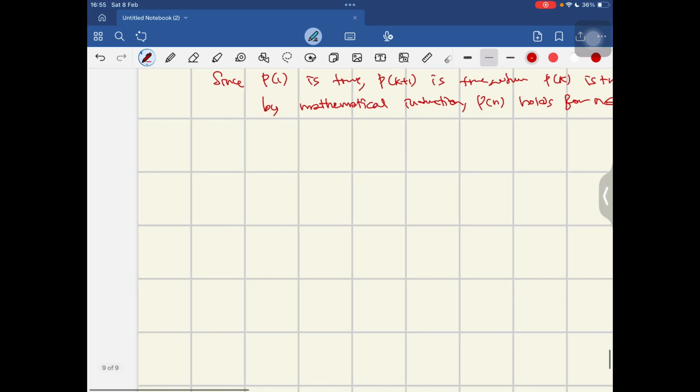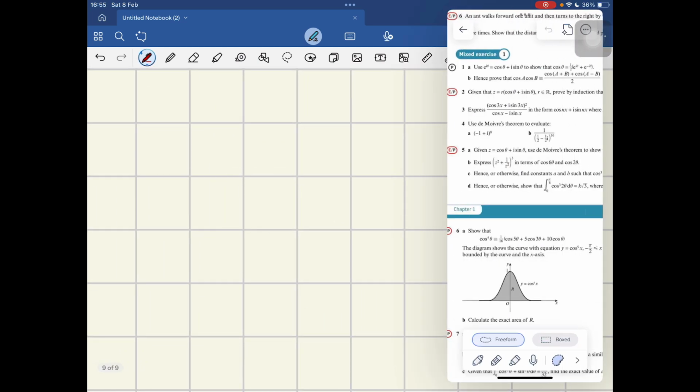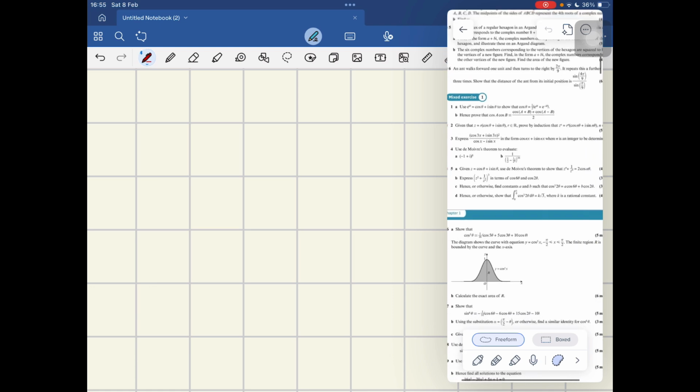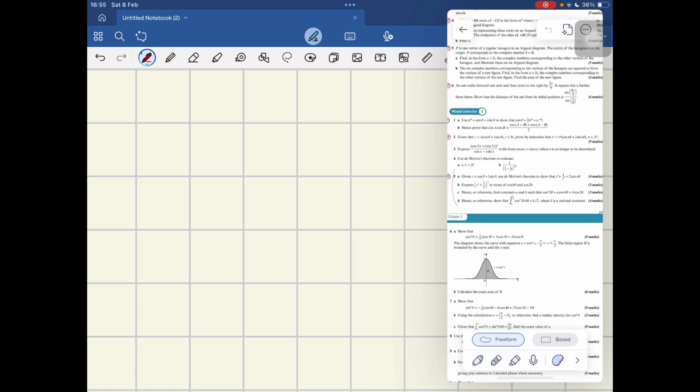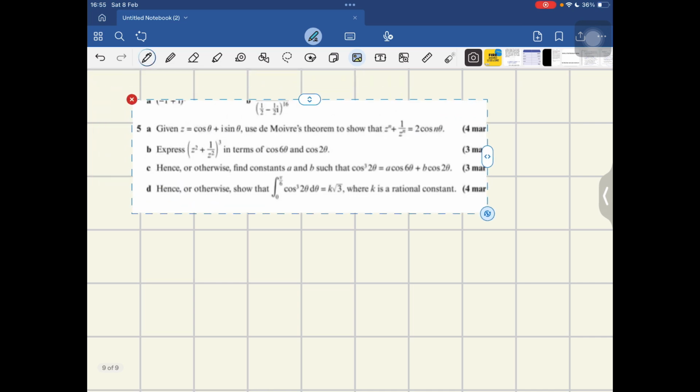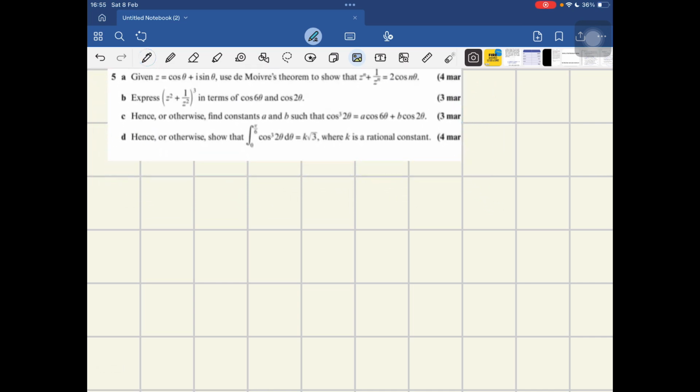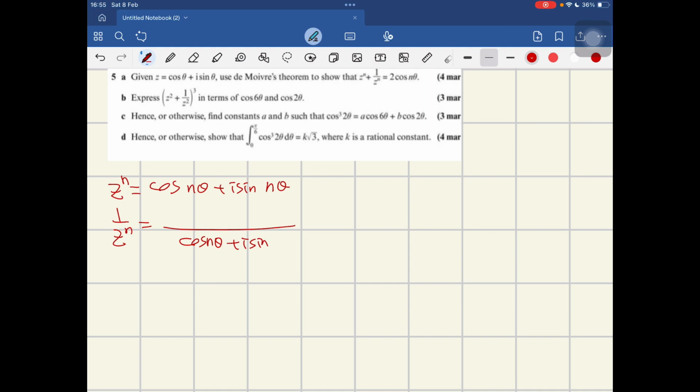And the next one, number 5. Let's go. So this is the one: z equals cos theta plus i sin theta. z to the power of n is cos n theta plus i sin n theta, and 1 over z to the power of n is cos n theta minus i sin n theta.